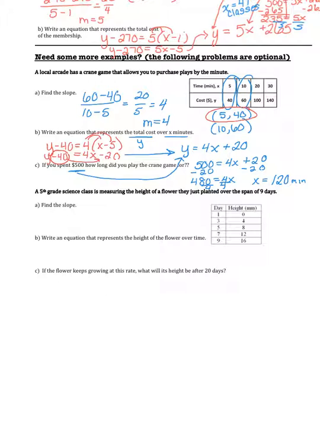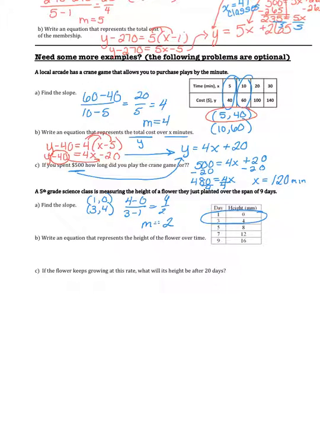All right, and then the last example here. It says a 5th grade science class is measuring the height of a flower they just planted over the span of 9 days, assuming it's growing at a consistent height. That usually doesn't happen, but, for the sake of a word problem, I'm going to use the first 2 points here to find my slope. But again, you could use any 2 points. So let's see. I've got the point 1, 0, and then the point 3, 4. And so my slope would be 4 minus 0 all over 3 minus 1. So it's 4 over 2, or that gives me a slope of 2.